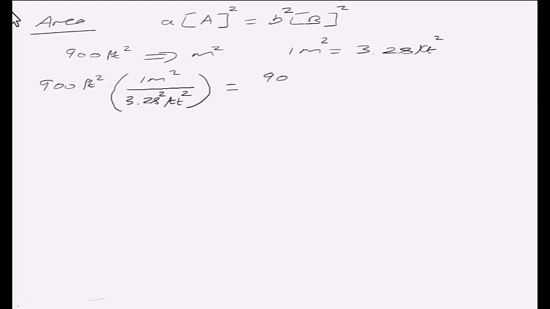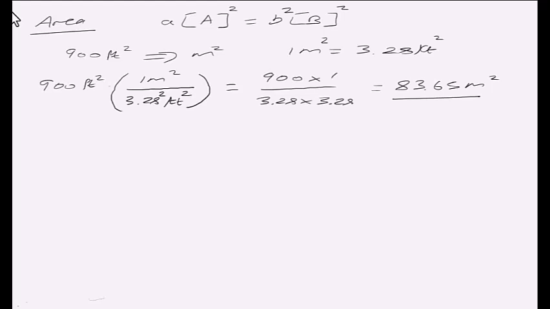And this results in 900 times by 1 divided by 3.28 times by 3.28, which gives us 83.65 meters squared.